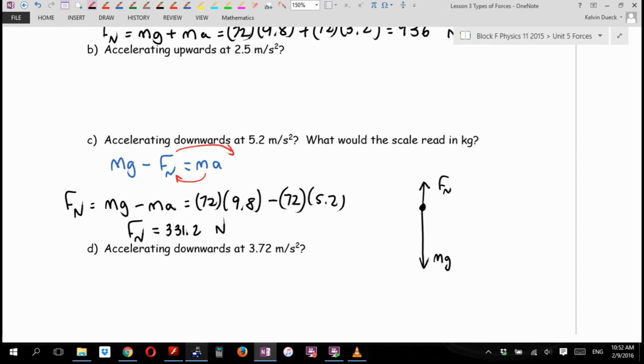Because that's what part B said, right? Part B says, what would the scale read in kilograms? How do you go from newtons to kilograms? It's really easy. You divide by 9.8. That's all the scale is calibrated to find: the normal force divided by 9.8. So if we call this part A, part B, if you go 331.2 divide by 9.8, you can make a little note here.